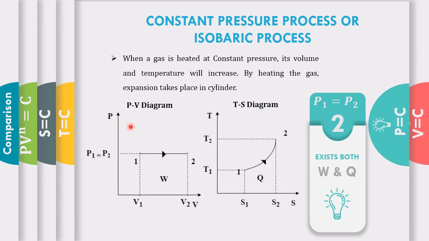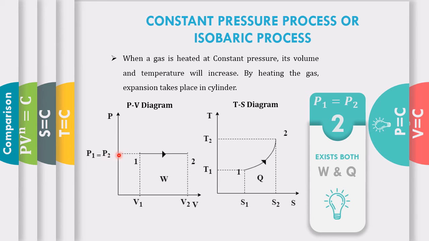As we all know about the PV diagram and TS diagram, when we say it is a constant pressure process, the process 1 to 2 will be a line parallel to the x-axis, which represents volume, at a fixed value on the y-axis, which represents pressure. 1 is the initial state of the gas and 2 is the final state. We measure the pressure in the initial state and also in the final state, and both are the same: P1 is equal to P2 in this constant pressure process.